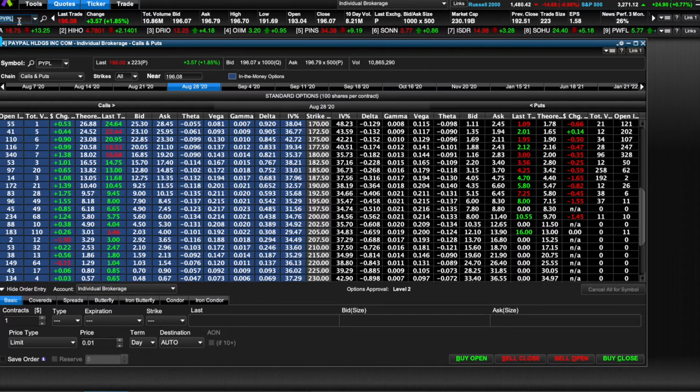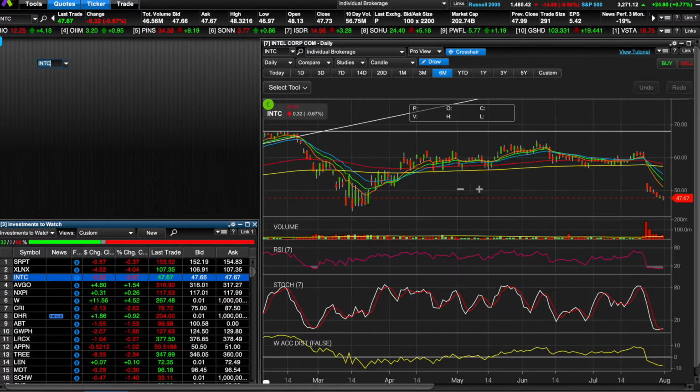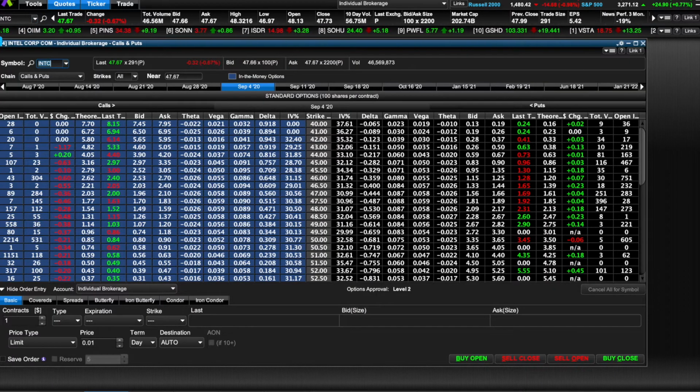I'm going to use a little bit better example. So we're going to go on over here to Intel, and as you see, when you look at the bid and the ask, let's go with the at the money, so the 46 strike price. Your bid is 2.03. That's what they're willing to buy it from you for, and the ask is 2.40. That's what they're willing to sell it to you for. So if you put a market order in, you're going to get this price right here.